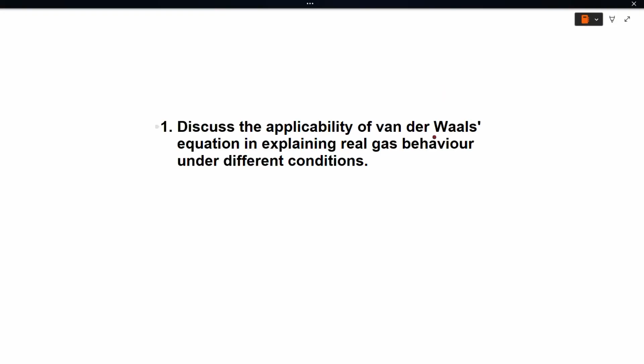First question is, discuss the applicability of van der Waals equation in explaining real gas behavior under different conditions. Different conditions means under different conditions of temperature and pressure. Let's move on to the answer.